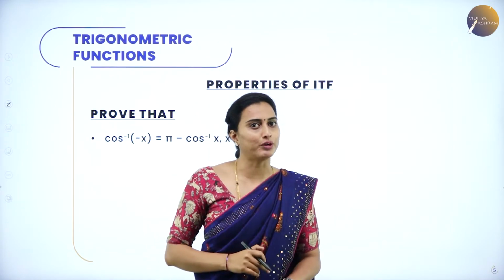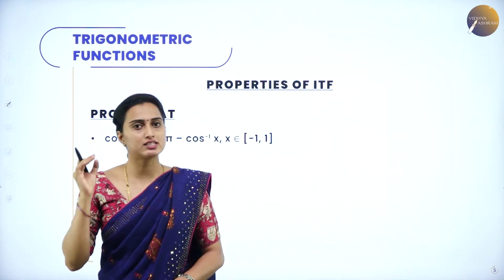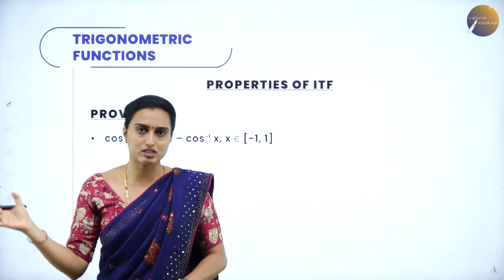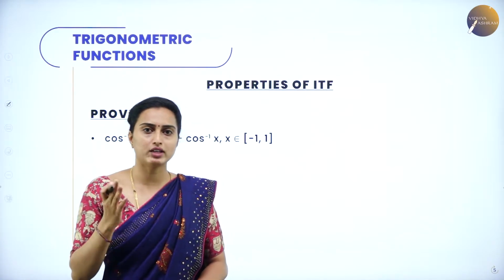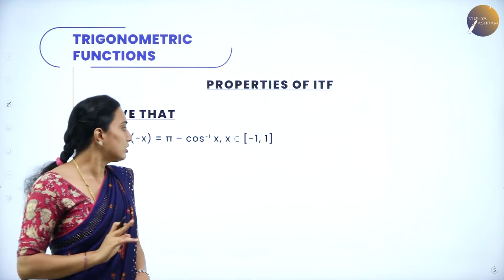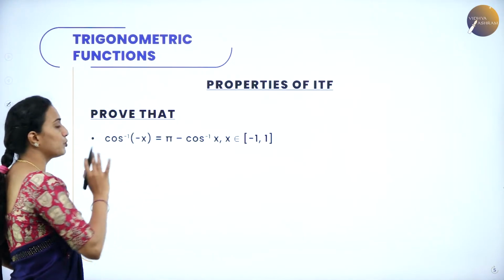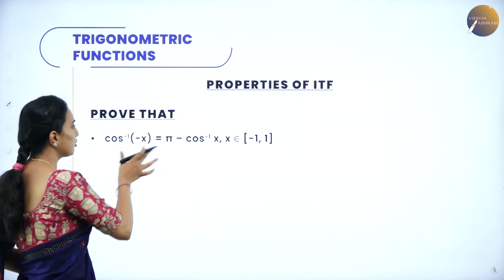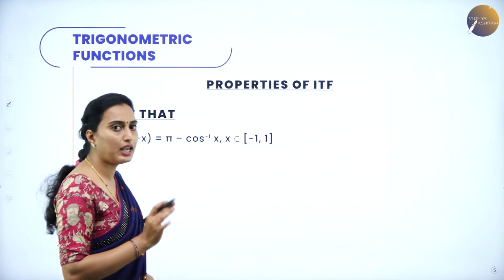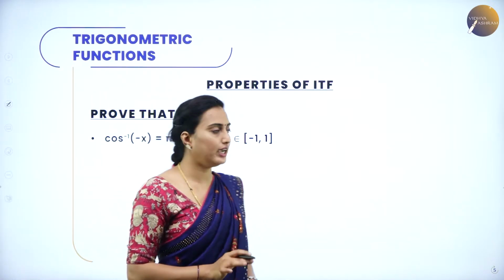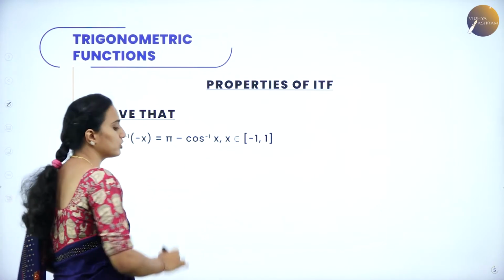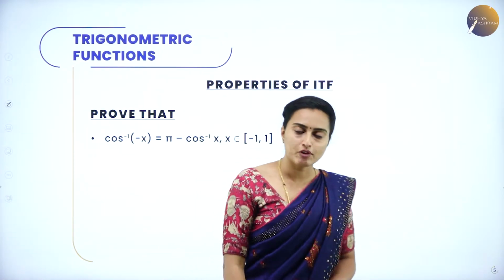Try to prove that property: cosecant inverse of minus x is equal to minus cosecant inverse x, for x greater than or equal to 1 or x less than or equal to minus 1. Here we have a very important property: cos inverse of minus x is equal to pi minus cos inverse x, that is 180 minus cos inverse x, for x belonging to minus 1 comma 1.